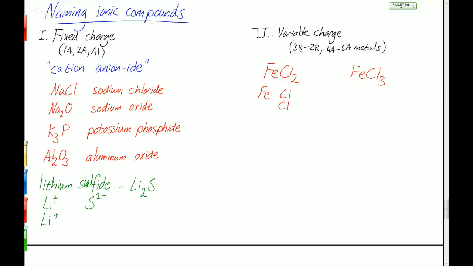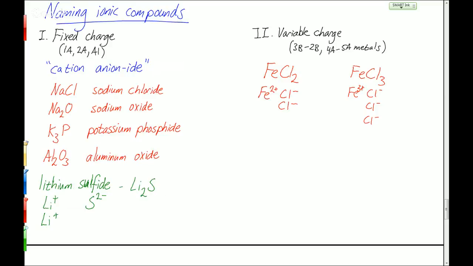-1. Yeah, it's always -1 for a chloride ion. So what must that charge be on iron then to balance that out? +2, right. So now we know that that is an iron +2 or 2+ ion. What's the iron over here then? If it's paired with 3 chlorides, plus 3.